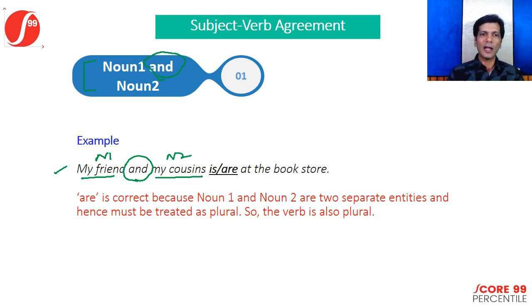Now, noun 1 and noun 2. Both these are two separate nouns, implying that your subject is actually now not my friend. It is my friend and my cousins, so your entire subject is plural. Because your subject is plural, your verb must be plural. Between is and are, the plural form of the verb is are. So it is correct to say my friend and my cousins are at the bookstore and not is at the bookstore. So this is something very, very elementary that I'm sure you are quite well aware of. But let's take a look at a few different versions of the same and see how the rule changes.